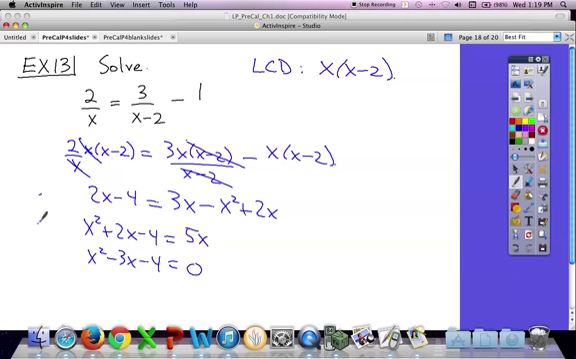And then, when you have a quadratic, the first thing you're always going to ask yourself is it factorable? Meaning, are there two numbers whose product is the last number and whose sum is the middle number? In this case, is it factorable? Sure. What two numbers, the product is negative 4 and the sum is negative 3? Negative 4 and positive 1, right? X minus 4 times x plus 1. So that means x equals 4 and negative 1.